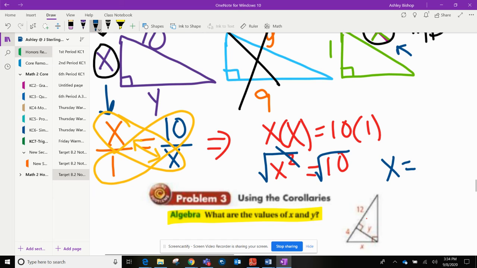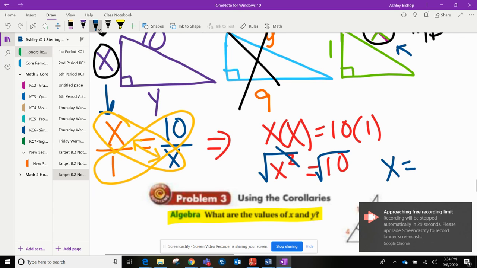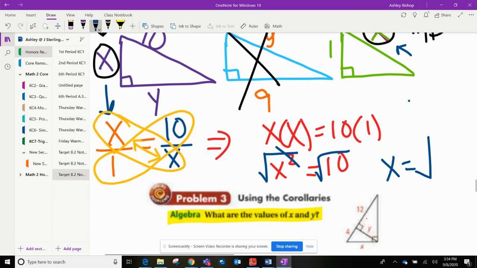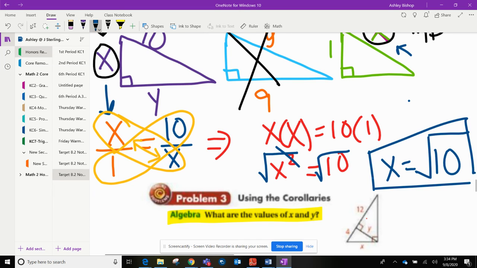The square root of 10 is not a solid number. It's not 1, 2, 3, or 4, or any solid number. It's 3 point something. So if it's not a nice number, you can give me just the square root of 10. If it was like the square root of 100, I would want you to tell me it was 10. If it was a nice number, I want you to tell me it was 10.